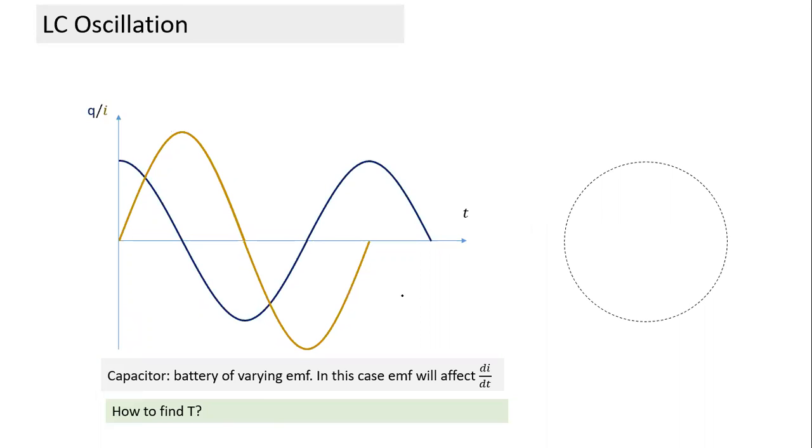So this is a phasor I have drawn. First of all, I had drawn a circle which has a radius equal to q naught. The phasor's tail will lie at the center of the circle, and in which direction is it initially? Initially it is in this position.